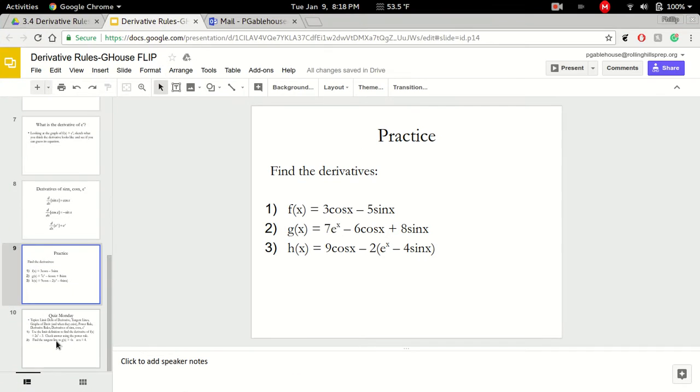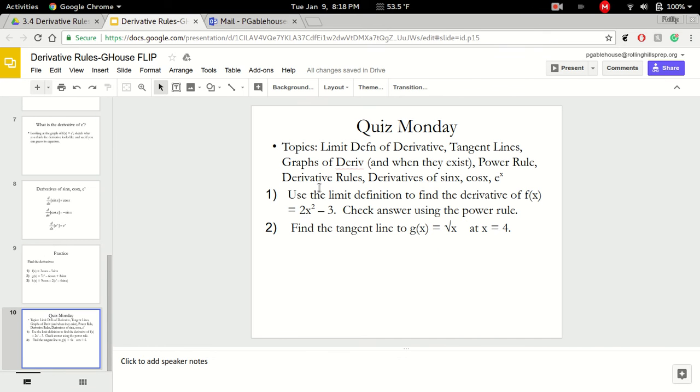All right, cool. That gets you through the basic derivative rules. We will look at the product rule, the quotient rule, and some of those other things probably next week. I want to make sure you do well on this coming quiz, which brings us to Monday. You will have a quiz on Monday.